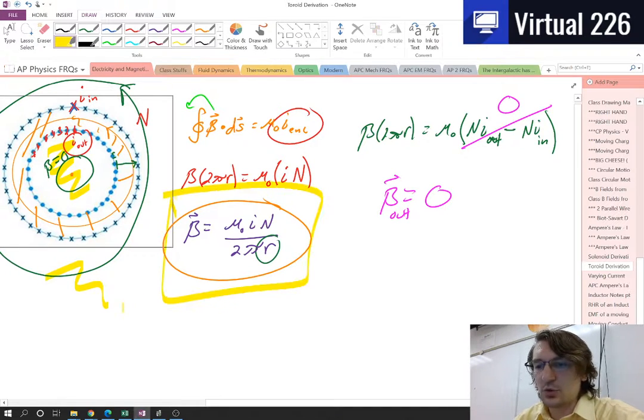But that's our toroid equation for the B field, and with that, we are finished.